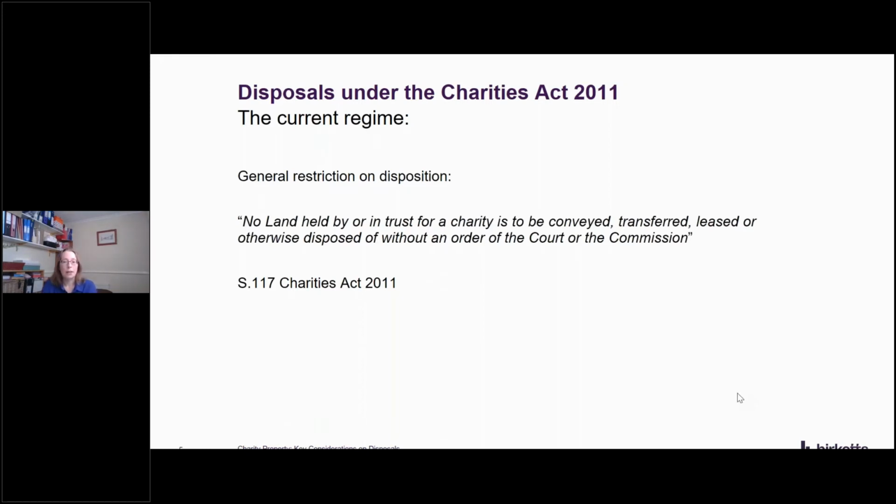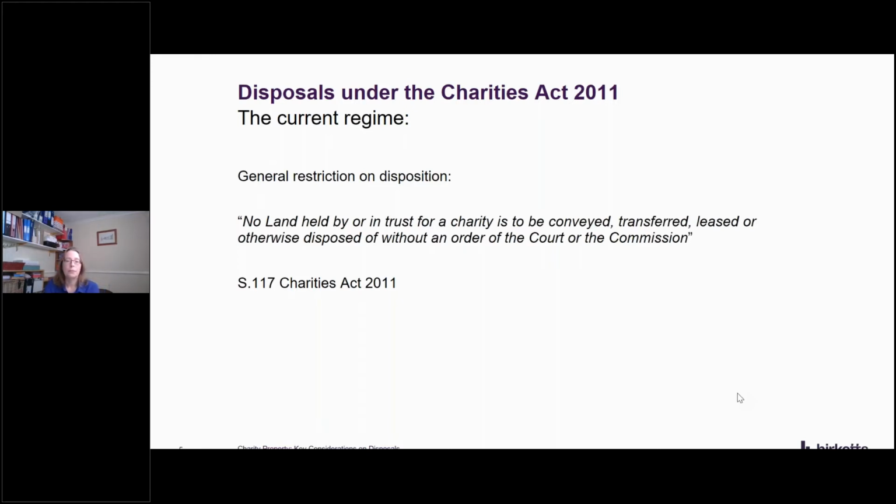So the first Act came into effect in 1855, and this made the position a lot clearer. Charity trustees were prevented from disposing of land that formed part of the charity's endowment unless they had the consent of Parliament, the Court, or the Charity Commission. And this was due to concerns about trustees disposing of charity land where this was not in the charity's best interests. So you can see this is where the default position comes from. And this is our fallback position.